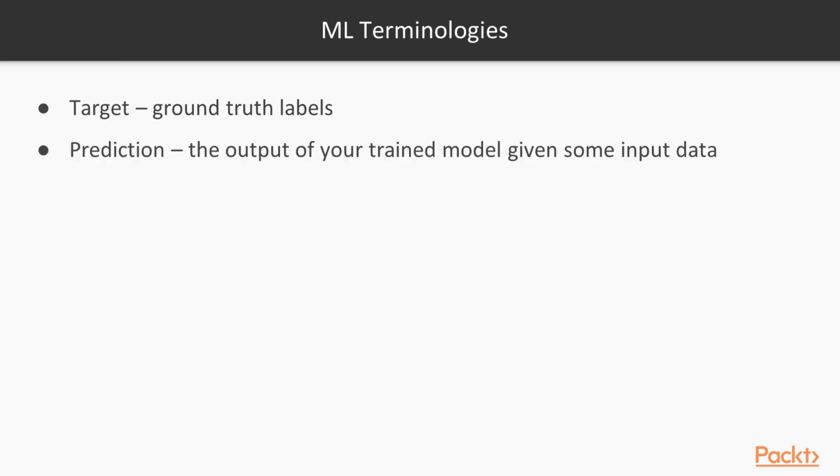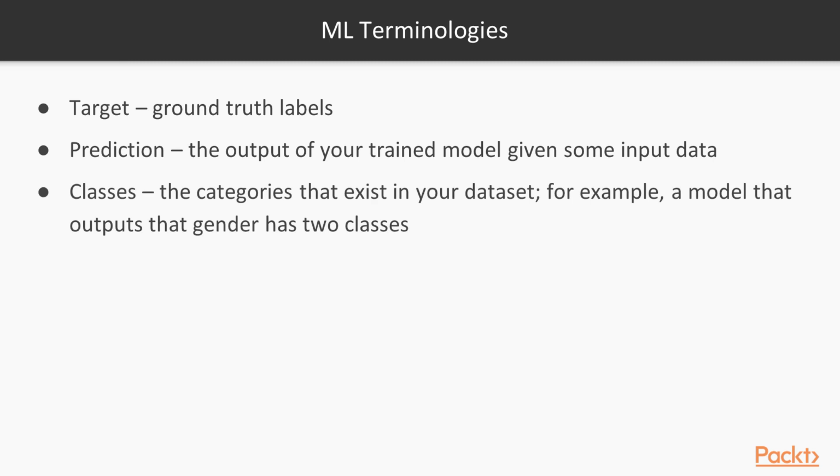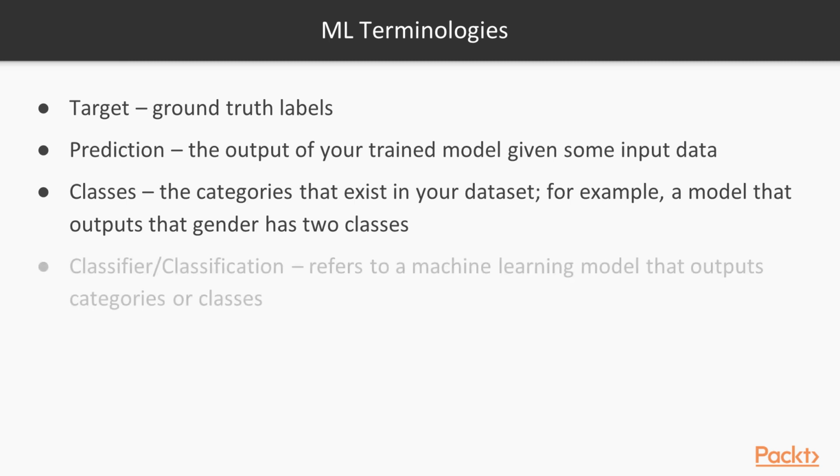Now prediction is essentially what you think it is. It's just an output from the machine learning model given some inputs. Classes are essentially categories that exist in your data set. So remember in our cat versus dog classifier, those were 2 classes. Similarly, a gender one will have 2 classes. It could have more as well. Now classifier or classification refers to a machine learning model that outputs categories or classes. It doesn't output real valued continuous numbers. It could output probabilities in some cases by tweaking it, but it outputs categories that your input data should belong to, like cat or dog.